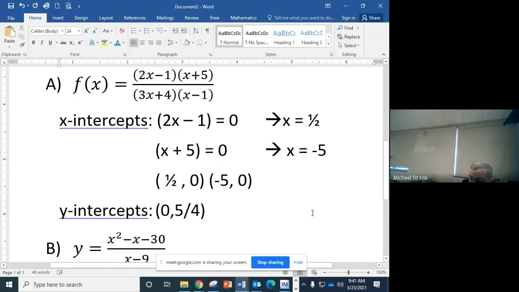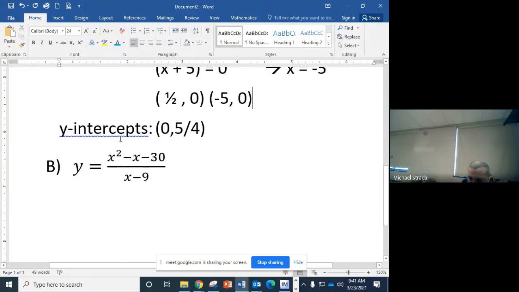You just have to do it to the numerator because you want your numerator to be 0. If your numerator is 0, your expression is 0, and then your y is 0. That's what the x-intercept is. It's where y is 0. You just take your numerator and set it equal to 0.